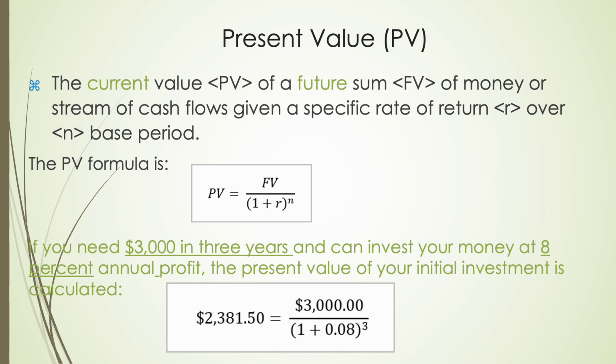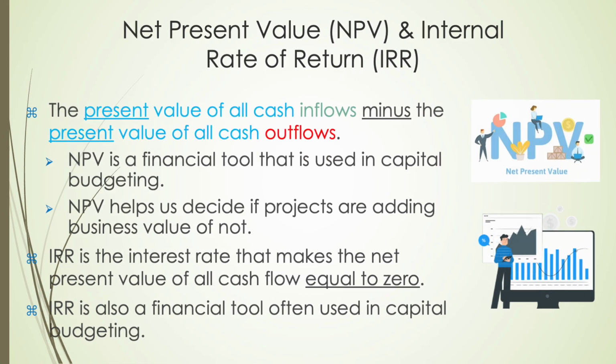For example, if you need $3,000 in 3 years and can earn 8% interest annually, you will only need to invest $2,381.50 today. By applying the present value formula, we see that the money will grow over time to meet your future need, emphasizing how powerful early investment can be.